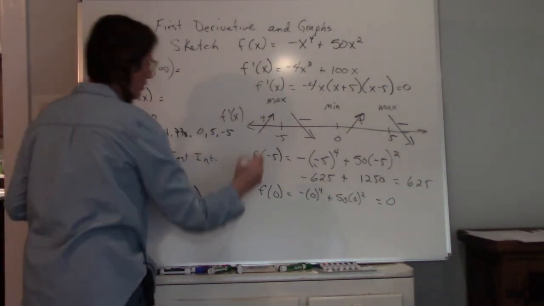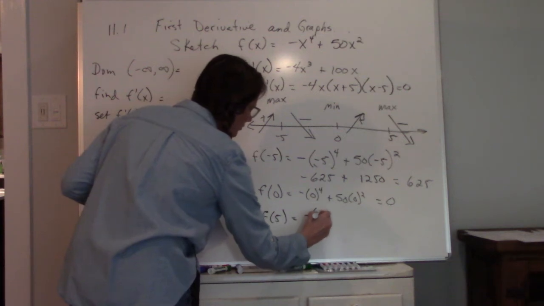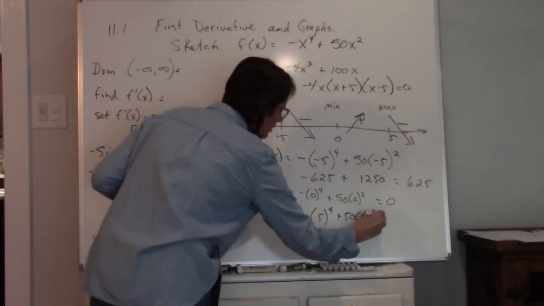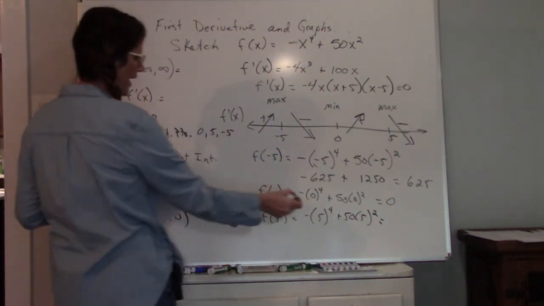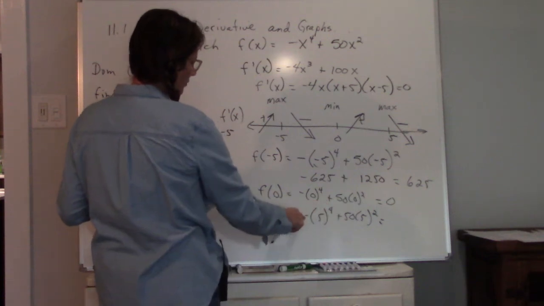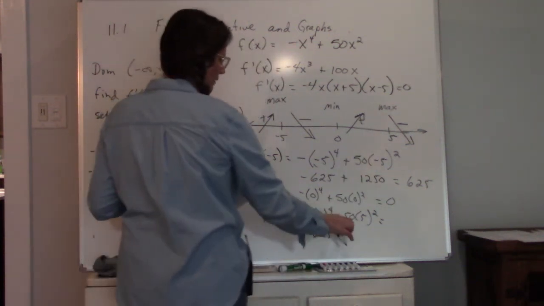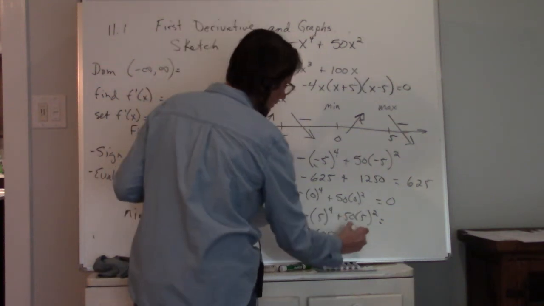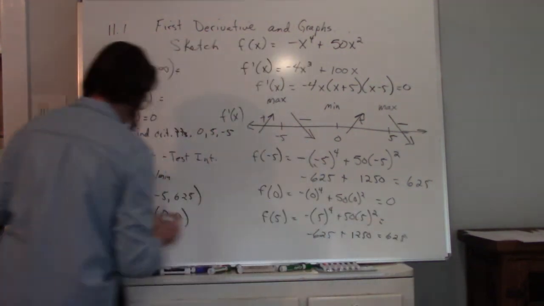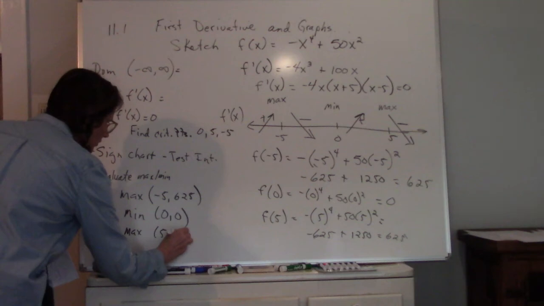And now we're going to do our other maximum. And again, back to the original function. Okay, so we have 5 to the 4th power is 625, but I want the opposite of it, so it's negative 625. 50 times 25 is 1250. So again, we have 625. So the other maximum is at 5, 625.